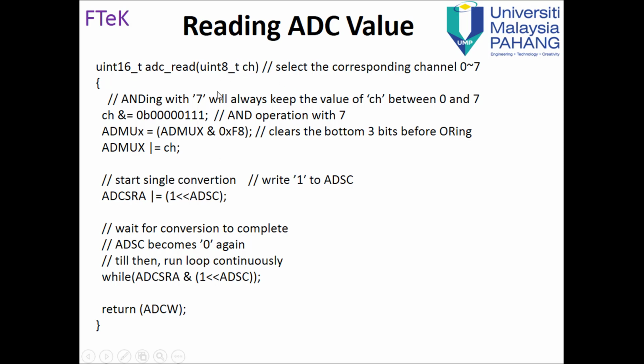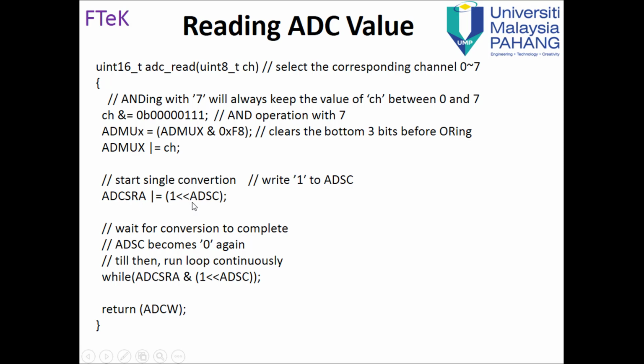Why is the input 8-bit? Because actually it's simply the multiplexer for choosing the channel. Here we do AND to make sure that the input is restricted to only these 3 bits. Then we clear the bottom 3 bits before ORing, to make sure that we have 1 1 1 1 1 0 0 0. We AND with it to make all of them 0. Then we OR with the channel. So we pass the channel to the function, and here it will be passed to the ADMUX. The ADMUX now will read the channel that was passed to the function.